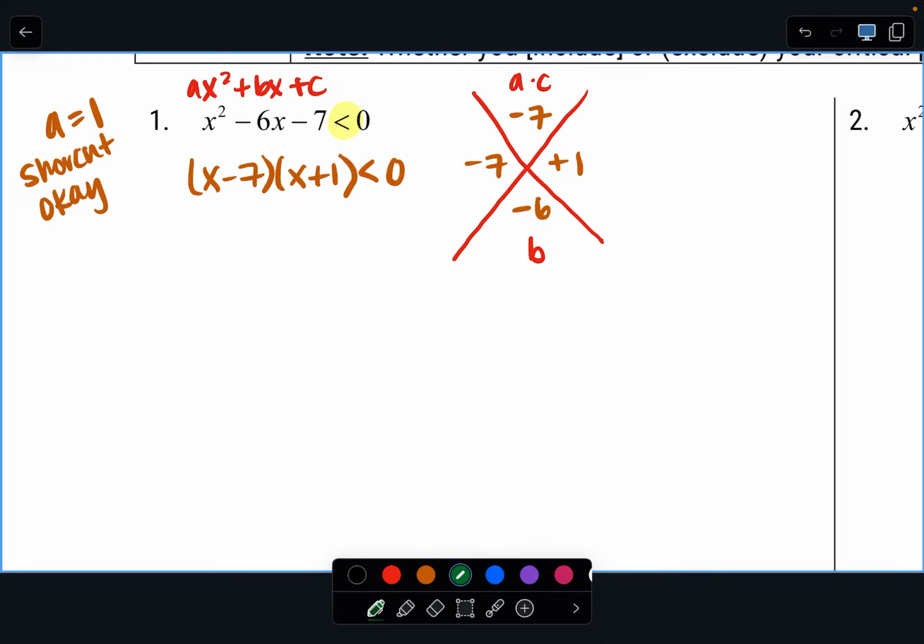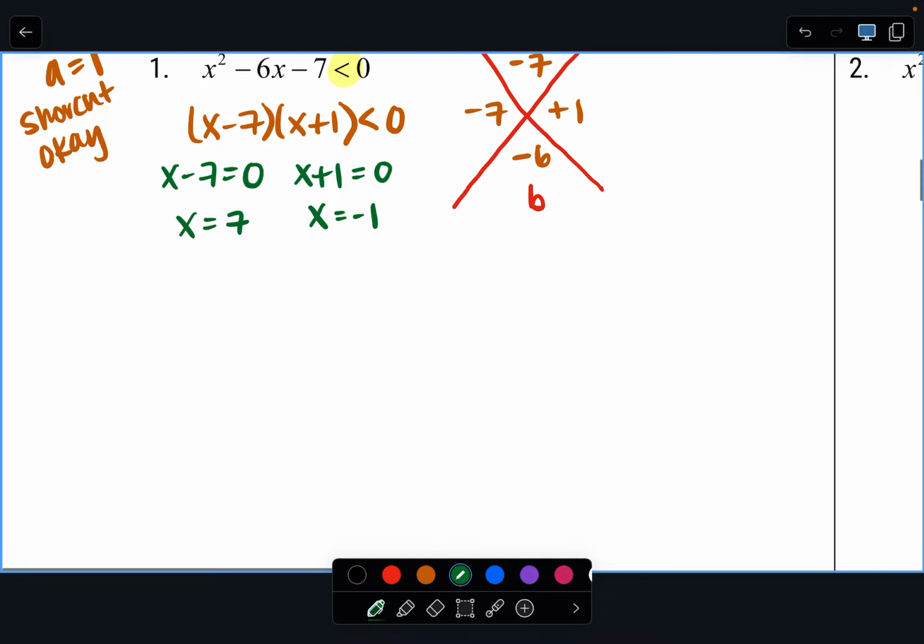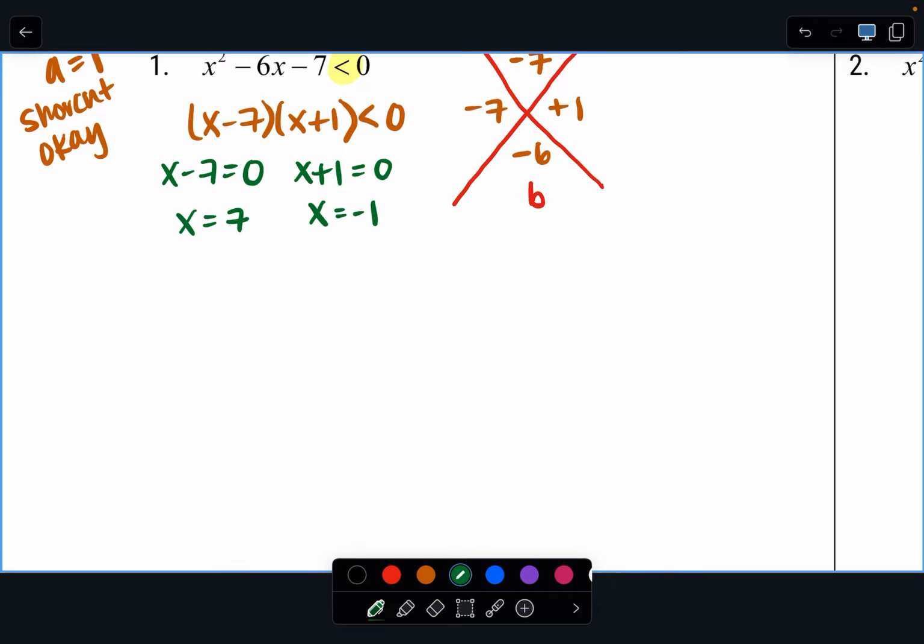So I'm going to set each factor equal to 0, x minus 7 equals 0, x plus 1 equals 0, and I'm going to get x equals 7 and x equals -1. Now, this is exactly what you would do if you were just solving by factoring. This would be your stopping point. That's all you need, x equals. Now, because this is an inequality, we're going to take this to finding solutions.